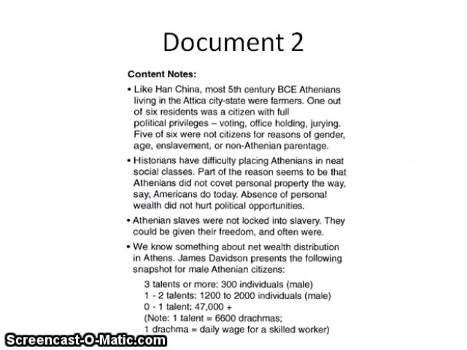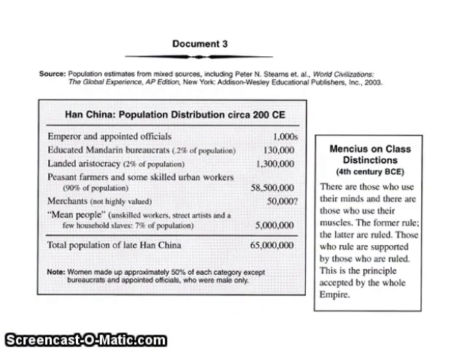And you're back. Here's the content notes on document 2. Now document 3, Han China's population distribution. Same kind of thing. You might be able to make a population pyramid out of this, and you can show similarities. They both had a social structure. They both had the citizens, or the ruling class at the top, and they had the working class at the bottom. That could be a similarity.